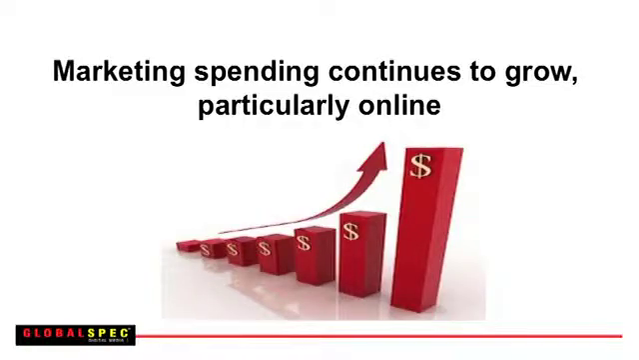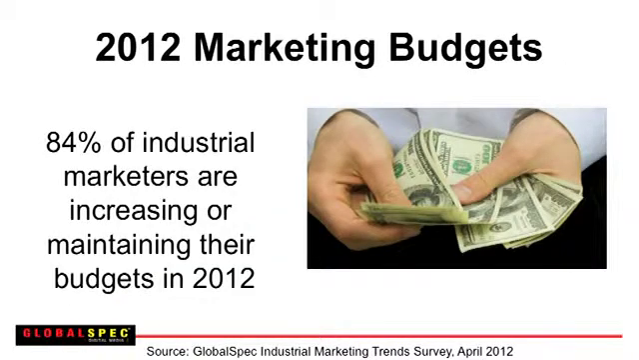Another topic we ask each year as part of the Industrial Marketing Trends Survey is what marketing budgets look like for the year ahead. And in recent years, we've seen that marketing spending is continuing its upward trend, especially as it relates to online marketing. 84% of industrial marketers indicated that they're increasing or maintaining their marketing budgets in 2012. Nearly half are holding steady with their marketing budgets, while 35% are increasing spend for this year.